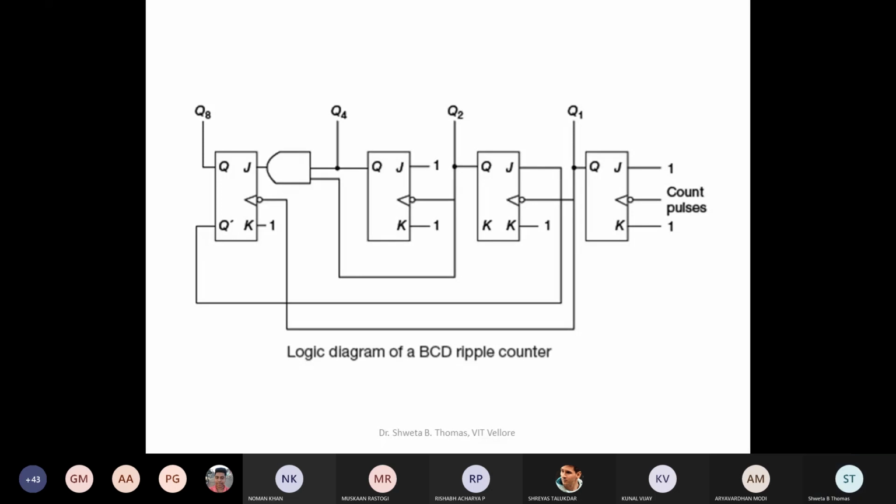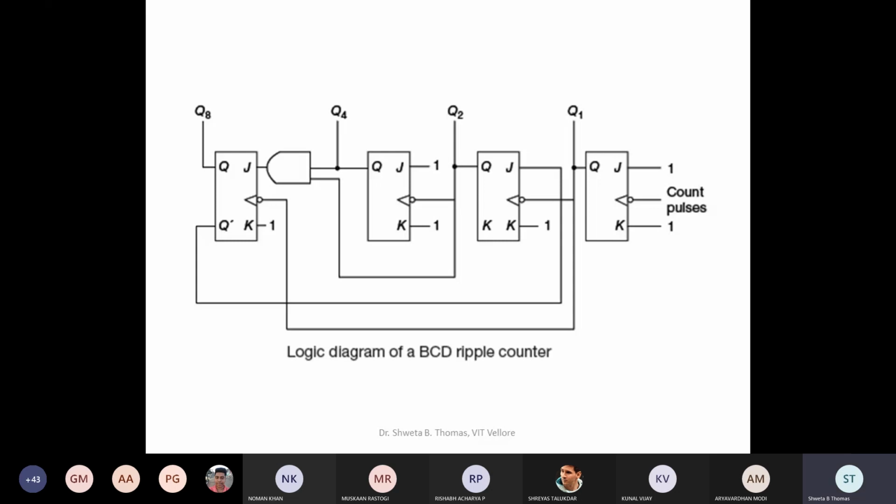Now, the J input of Q8, you see, this J will be equal to 1 when the multiplication of Q2 and Q4 is equal to 1. It will complement. If any one of these is equal to 0, it will be a reset operation. Okay. So these are some conditions.